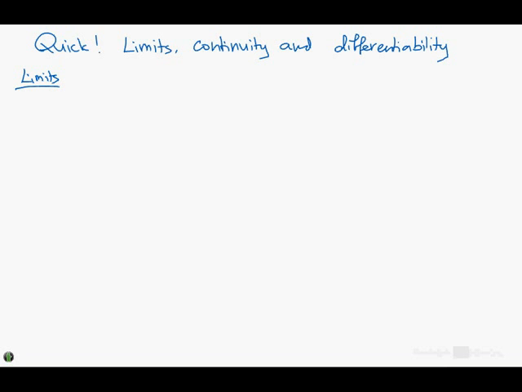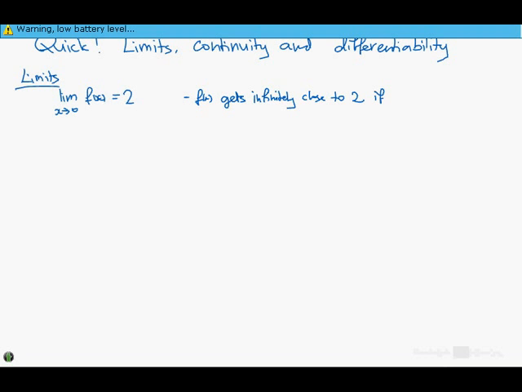So, remember, in our earlier videos, when we write limit as x runs to 0 of f of x equals, say, 2, what this means is this: that f of x gets infinitely close to 2 if x gets infinitely close to 0.